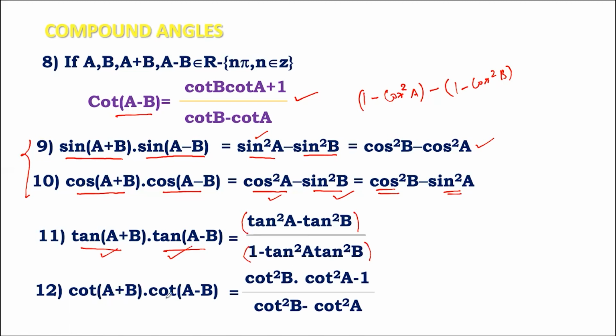Similarly, for cot(A+B) and cot(A−B), we get (cot²B cot²A minus 1) upon (cot²B minus cot²A). If you convert this whole term into cot, again you'll get the same formula there, right?